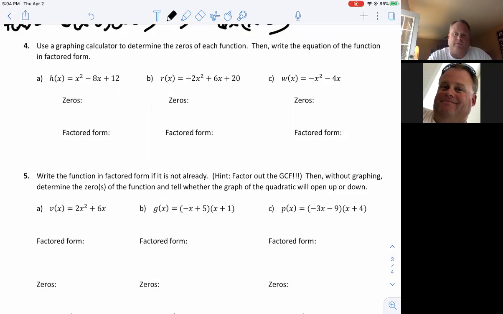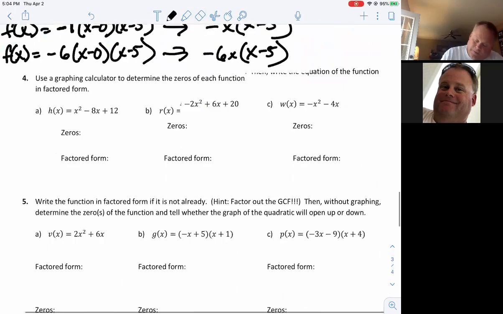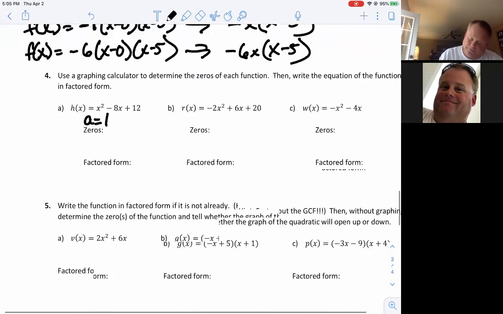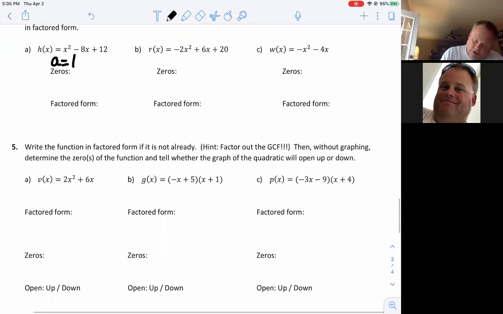So whatever the x value is when y is equal to 0. But let me give you a reminder of something. Look at your first term. Look at your x squared term, because that gives you your a value. In this case, the first one, a is equal to 1. When I put this into my calculator, I'm going to get my zeros. My zeros are at (2, 0) and (6, 0).